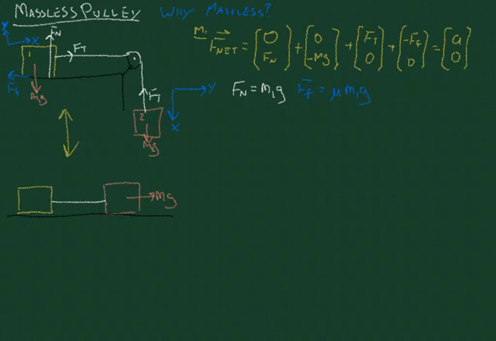And so now we can solve for the acceleration. Mass times acceleration is equal to the tension minus the frictional force, which is the tension minus mu m1g. Of course, this should be a 1. And so this tells us that the tension is m1 times a plus mu g.